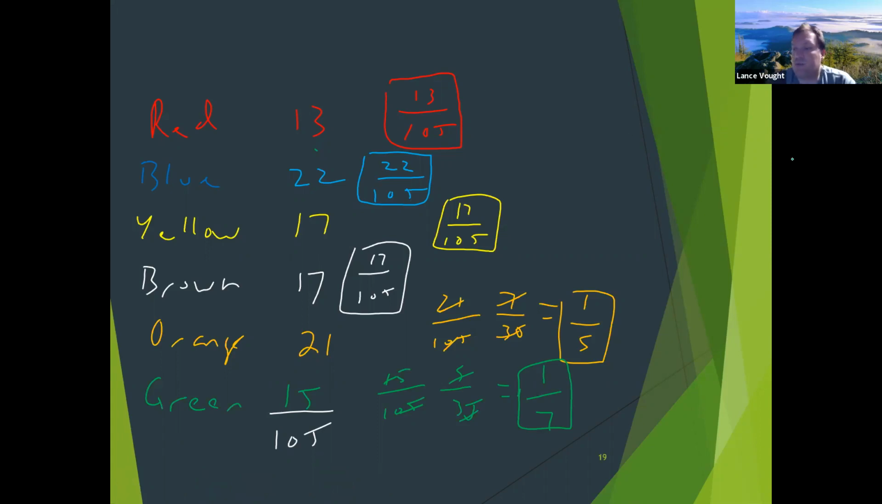So 2 of these were able to be simplified. We know that green is representative of 1/7 of the box. We know orange is representative of 1/5 of the box, and the other ones are over 105. And if we wanted to convert this back into a least common denominator, we know that the least common denominator is 105 because that's what we started with. So does anybody have any questions related to this?